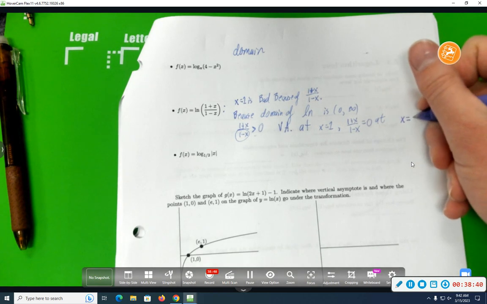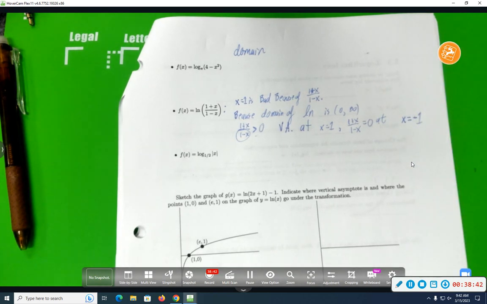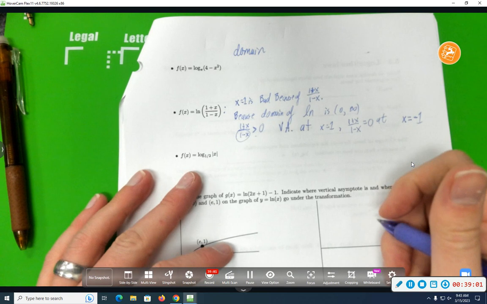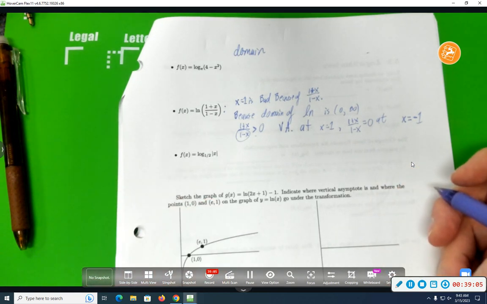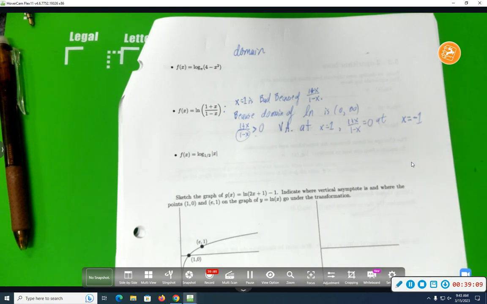Yeah, I believe that. Should those endpoints be included or excluded from the domain? Excluded. One of them, because it's a vertical asymptote, you should always exclude those. The other one would result in the thing in the log being 0. Both have to be excluded. So let's check some sample points. What's a number to the left of negative 1? Negative 2. And let's see if we can do this just straight in our head.